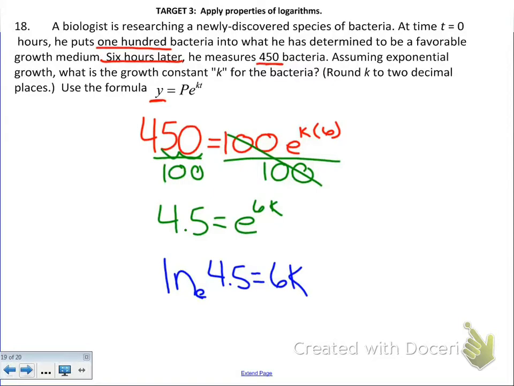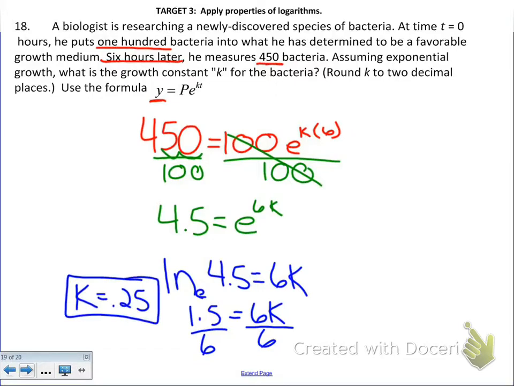What is the natural log of 4.5? It's 1.5 equals 6k. Divide both sides by 6. And k equals 0.25. K is a constant. It is not actually a value of anything in particular, so there is no label on this one when we're trying to find a k. So our k equals 0.25. And that is your answer.